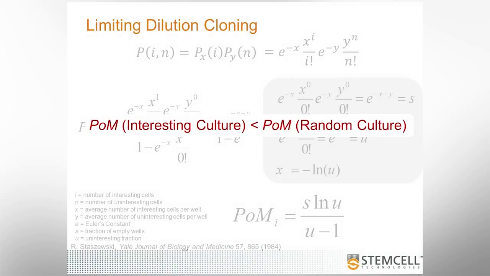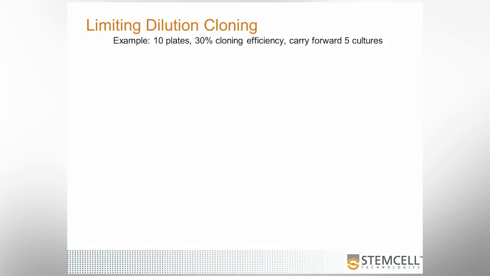And to demonstrate this, let's take a look at an example. So in this case, you have an experiment where you're seeding 10 plates and observing a 30% cloning efficiency. And from this experiment, you're choosing 5 cultures that you're interested in carrying forward for further development.